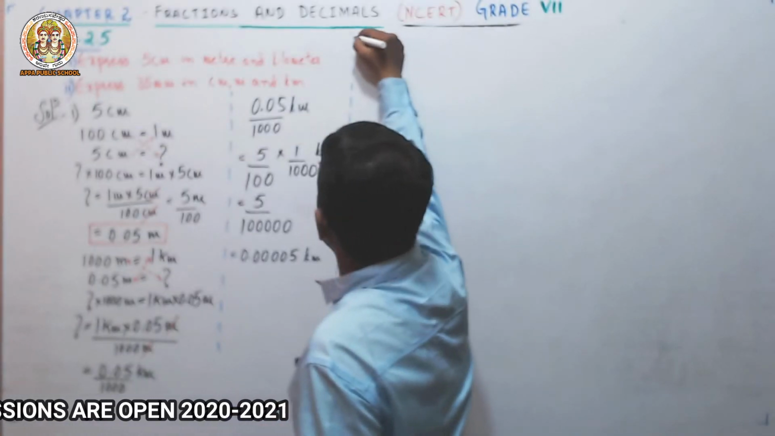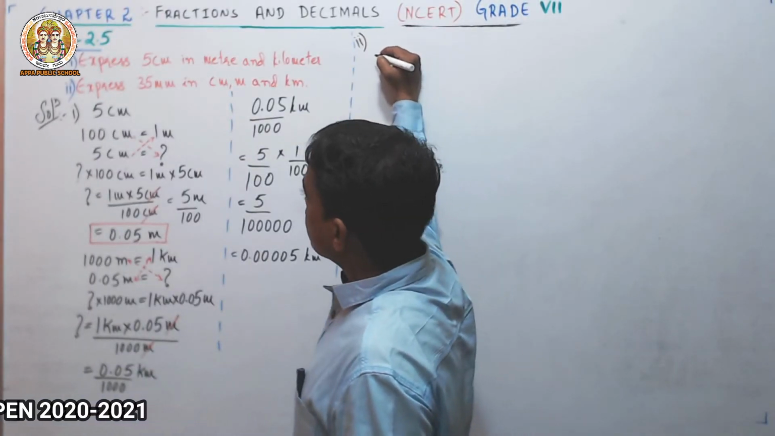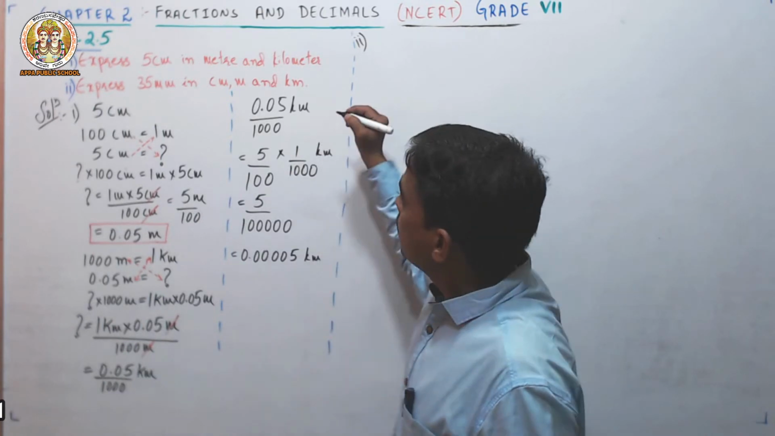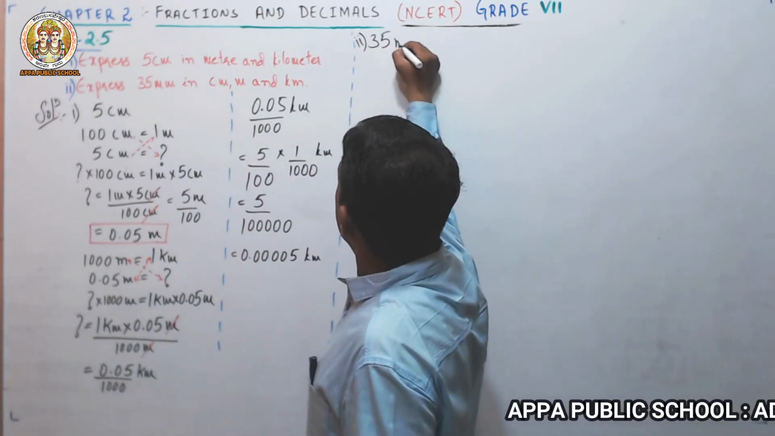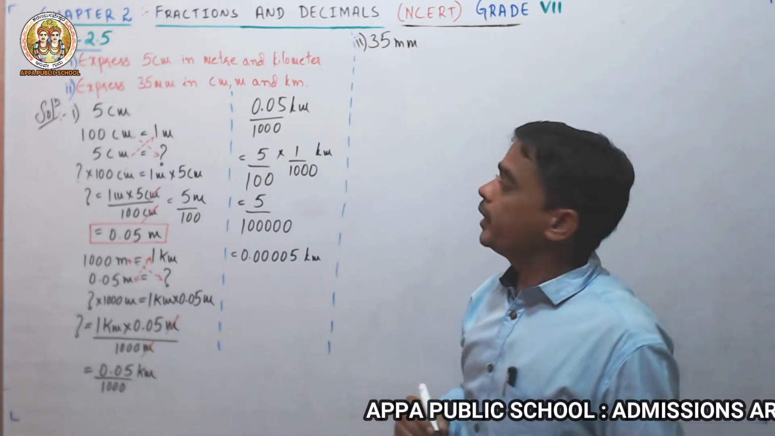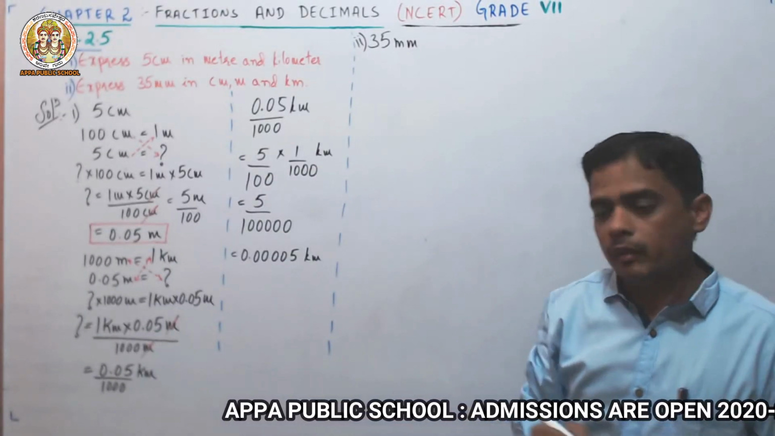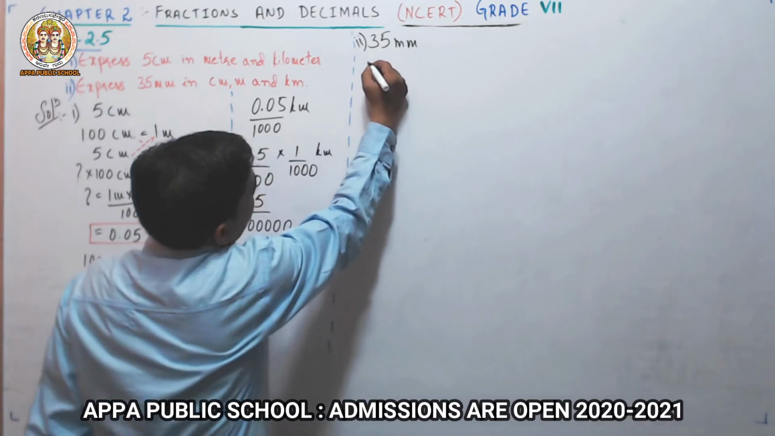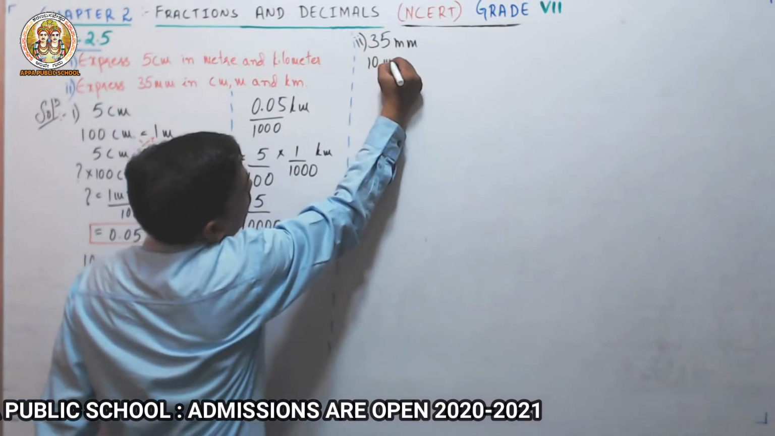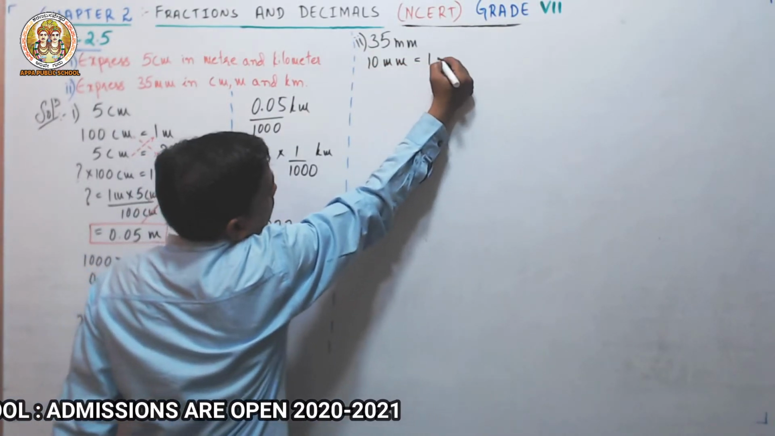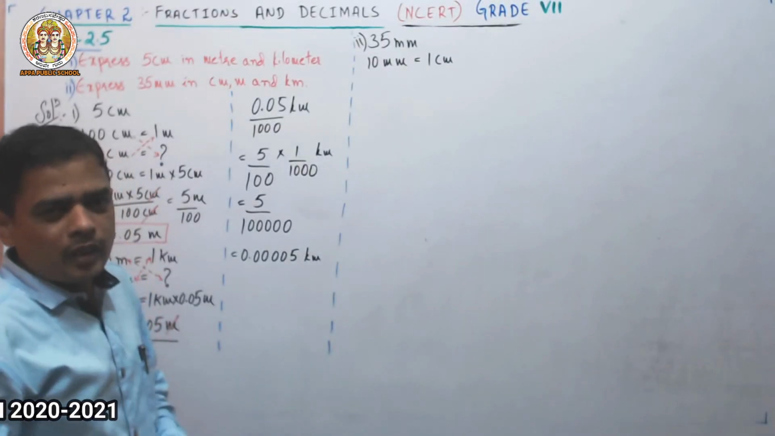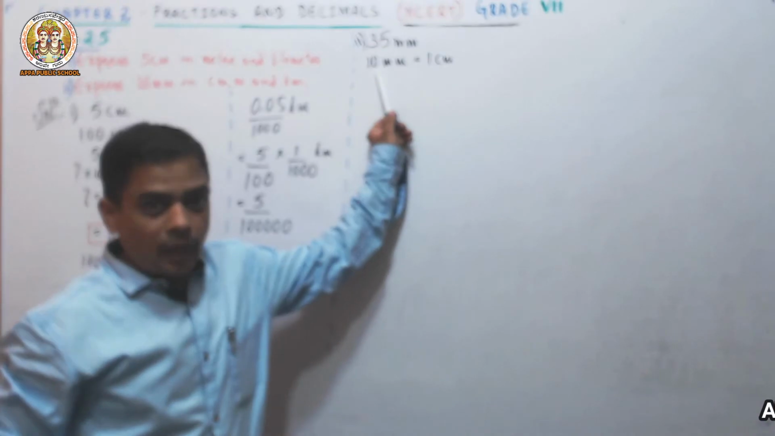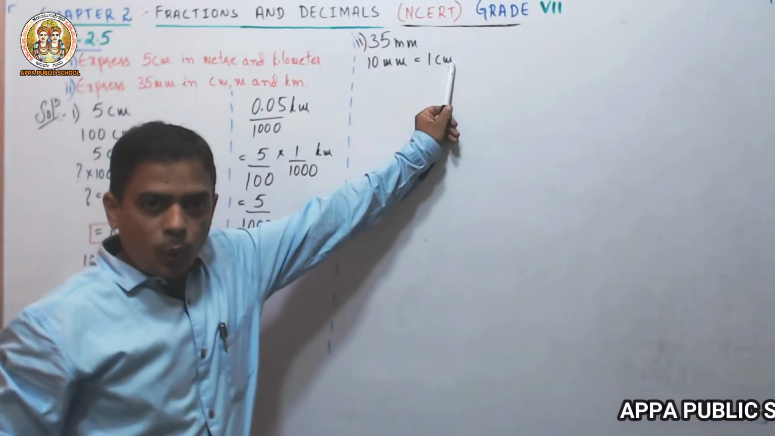Second bit. What is the question in the second bit? The question is 35 millimeter. This 35 millimeter I have to convert first into centimeter. See how I will write it. We know that 10 millimeter is equal to 1 centimeter. You can see it in your scale also. 10 millimeter is equal to 1 centimeter.